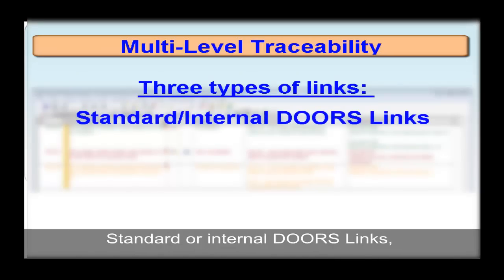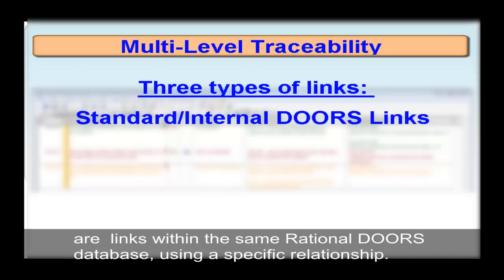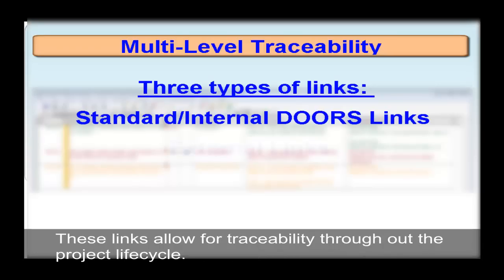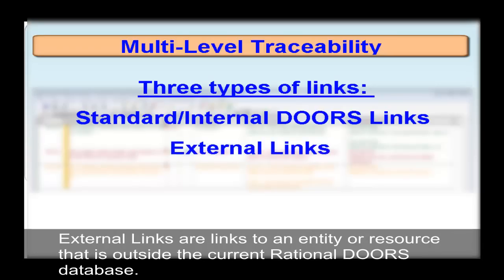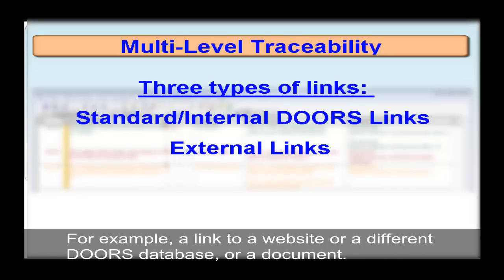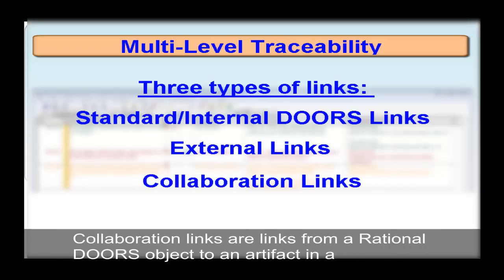Standard or internal DOORS links are links within the same Rational DOORS database using a specific relationship. These links allow for traceability throughout the project lifecycle. External links are links to an entity or resource that is outside the current Rational DOORS database, for example, a link to a website or a different DOORS database or a document.